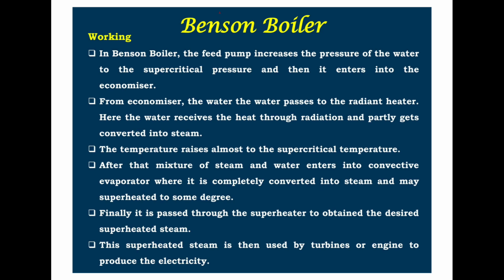Here, water receives the heat through radiation and partly gets converted into steam. The temperature rises almost to the supercritical temperature. After that, the mixture of steam and water enters the convective evaporator where it is completely converted into steam and may be superheated to some degree. Finally, it is passed through the superheater to obtain the desired superheated steam. This superheated steam is then used by turbines or engines to produce electricity.